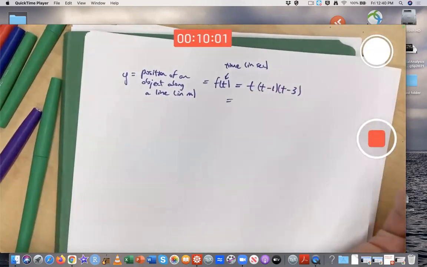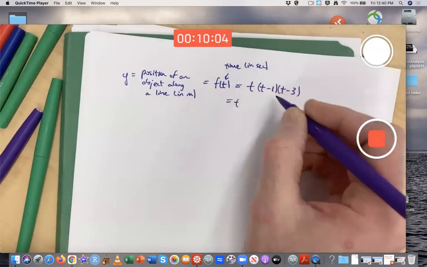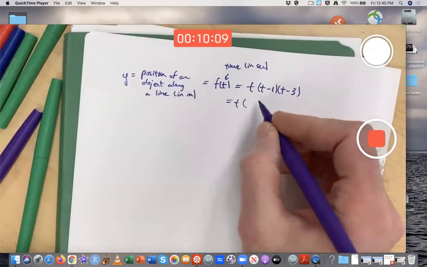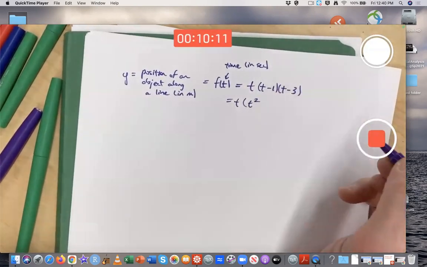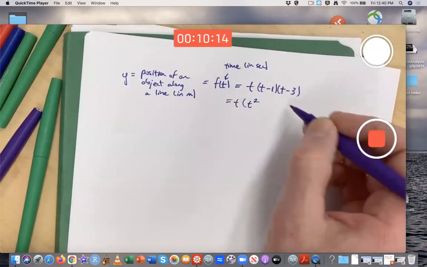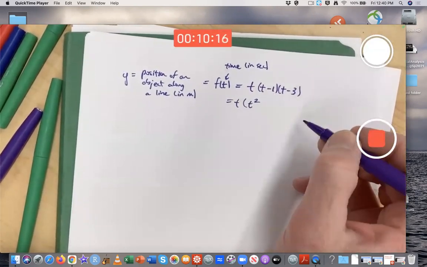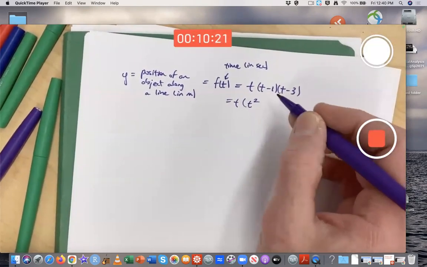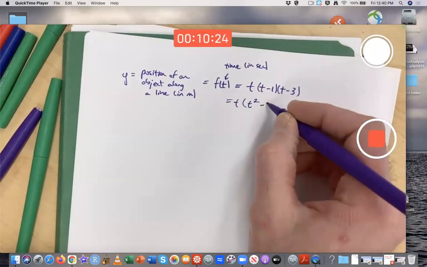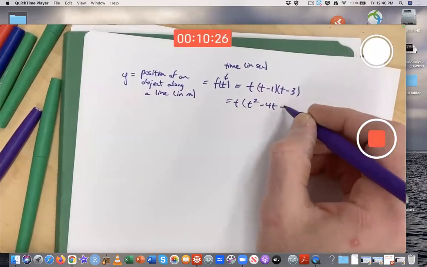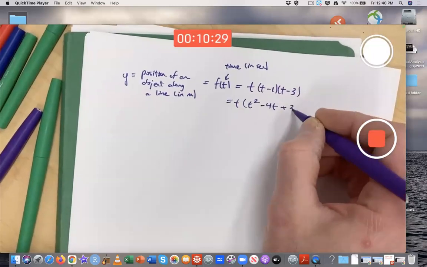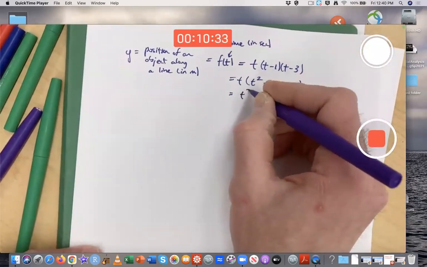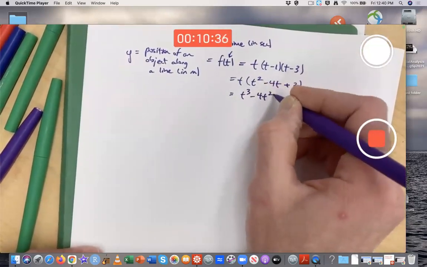You want to expand it out, multiply it out. So I'll multiply the t minus 1 times the t minus 3 first by FOILing. First times first is t times t is t squared. Outside times outside is t times negative 3 is negative 3t. Inside times inside is negative 1 times t is negative t. Negative 3t minus t is negative 4t. And then last times last is negative 1 times negative 3 is positive 3. And then multiply the t through to get t cubed minus 4t squared plus 3t.